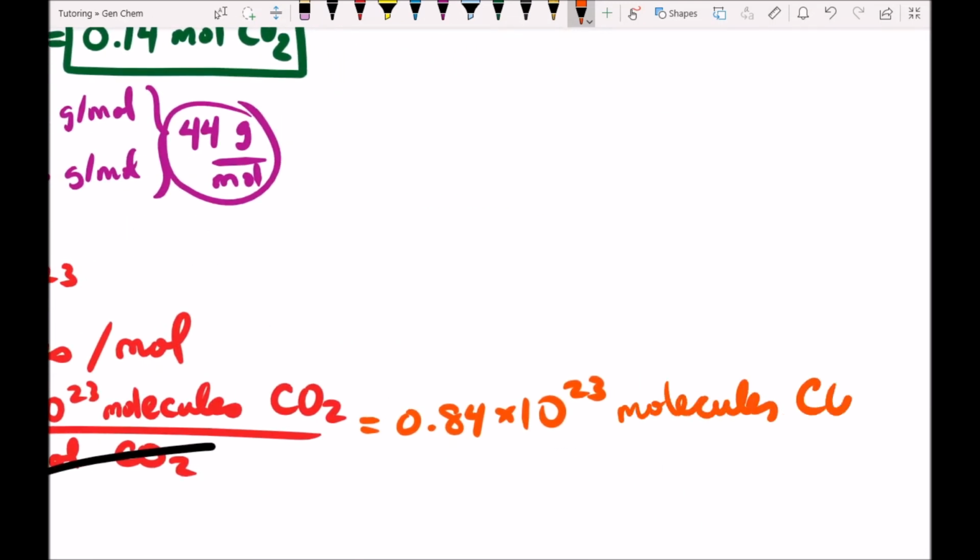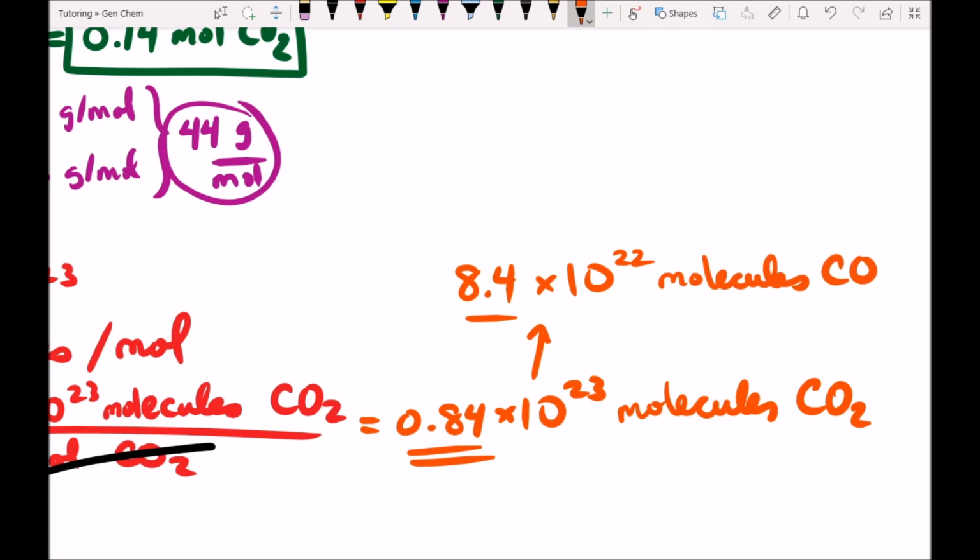molecules CO2. But to be in proper scientific notation, we want this number in front of the 10 to the exponent to be between 1 and 10. So we move the decimal point over 1. So we have 8.4 times 10. So we increased this value by a factor of 10. So we want to decrease the exponent by 1. And our units are molecules CO2.